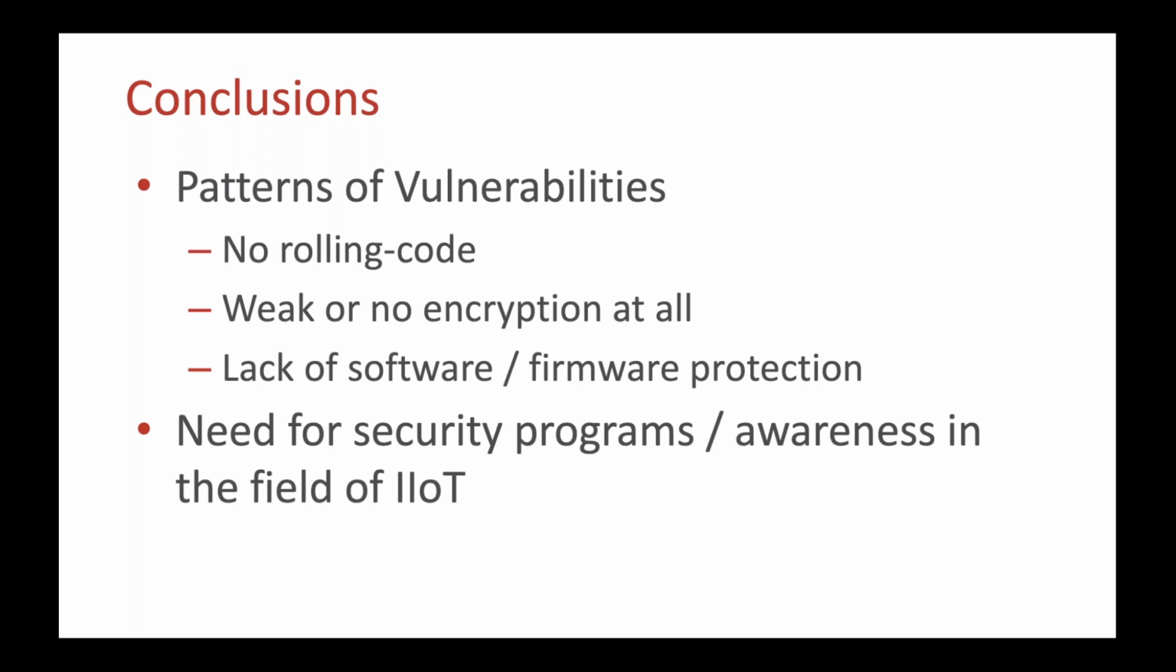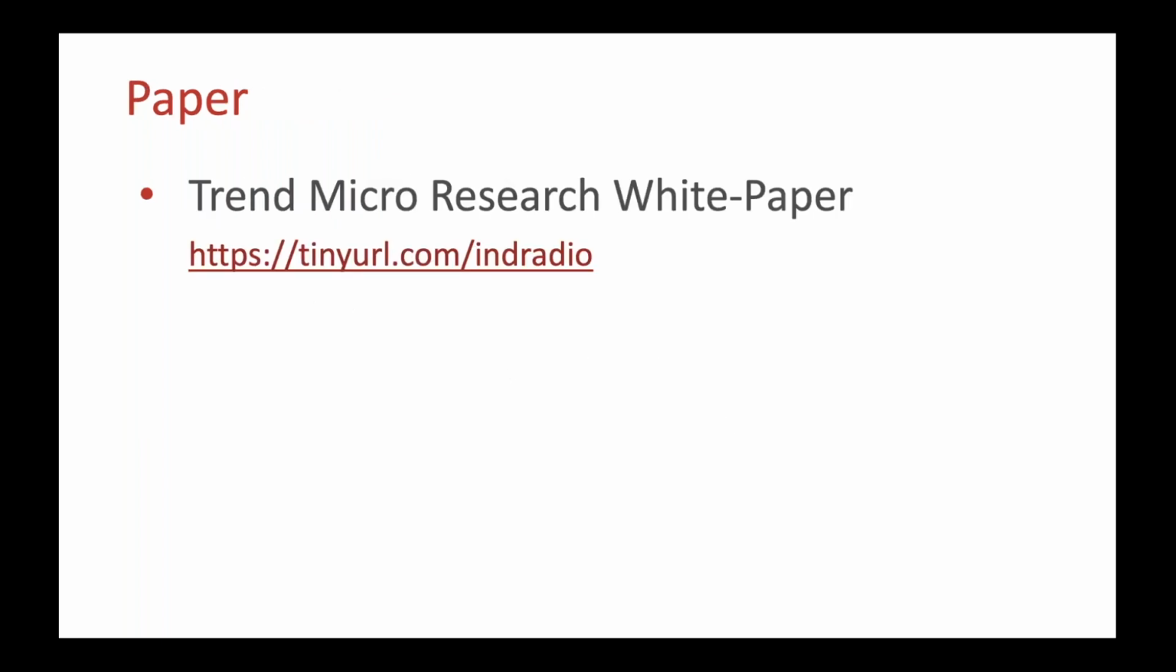So there's weak or no encryption at all. By weak, we meant XOR. That's about as much encryption as we saw, and that's not really encryption, that's encoding. There's a lack of software and firmware protections, and the companies need security programs and awareness for this field specifically. As I said, we released a white paper on this. You can go to that URL or ping me later about it.